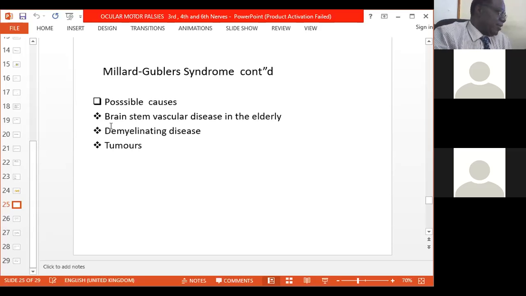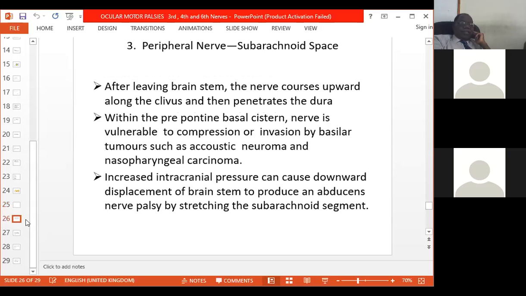Miller-Gobler, these are rare syndromes. Syndromes are always rare. Possible causes: brainstem vascular disease in the elderly, tumors, and demyelination. Which other disease causes demyelination? Poliomyelitis. The covering there is destroyed, and then they can't move nicely.